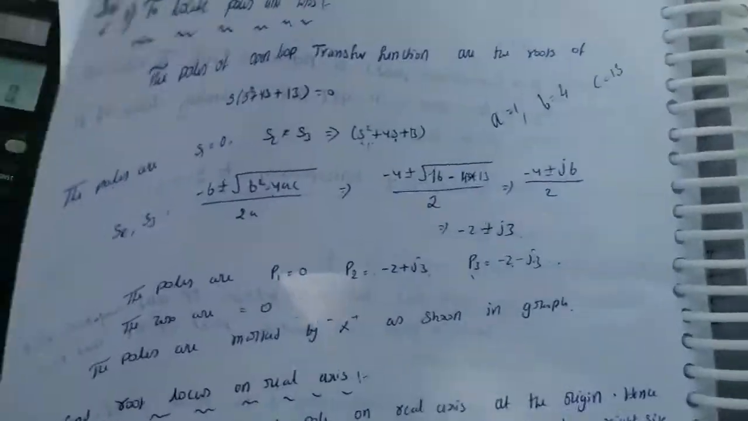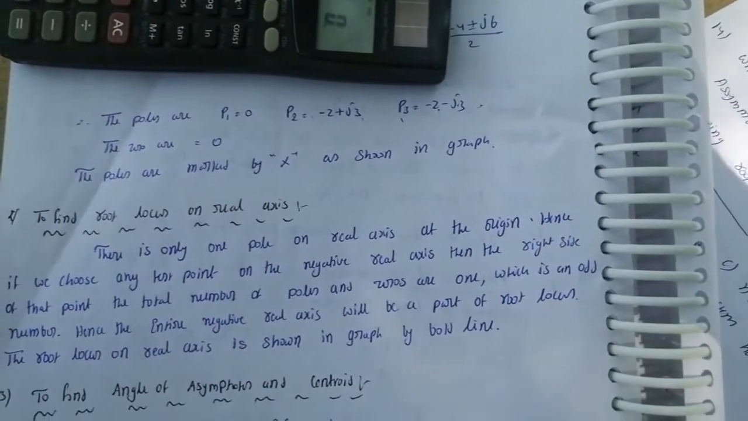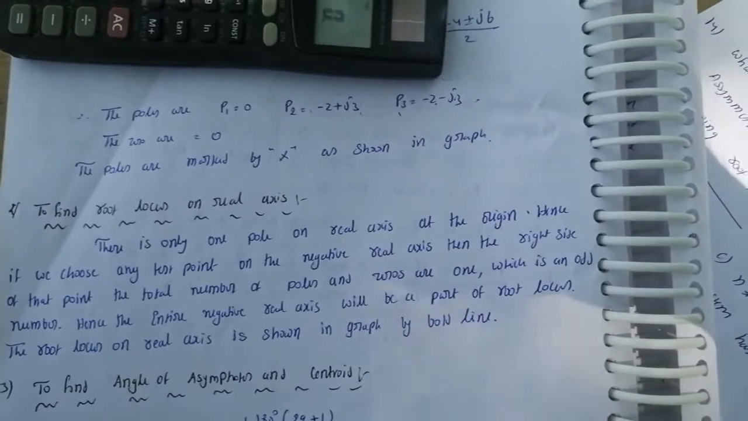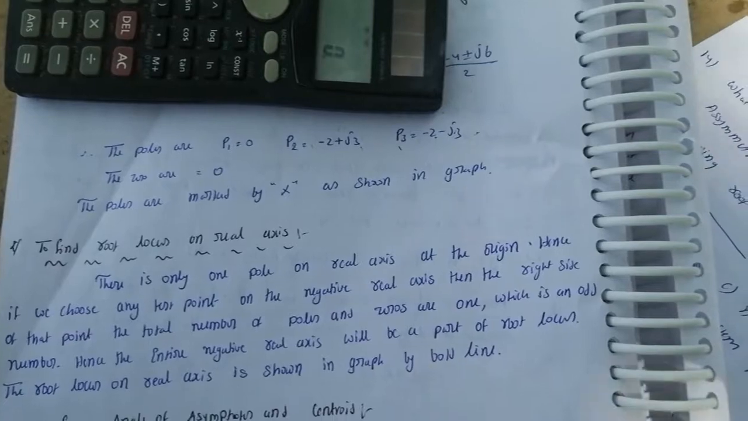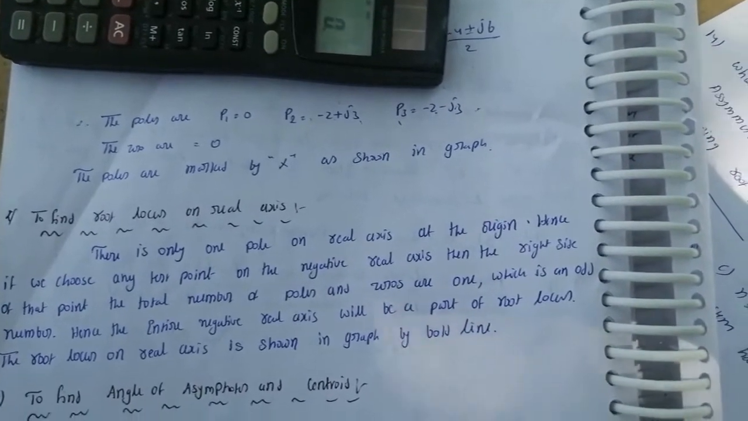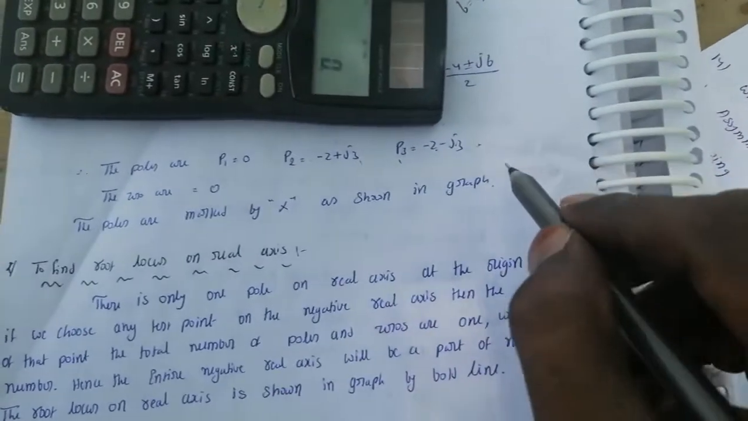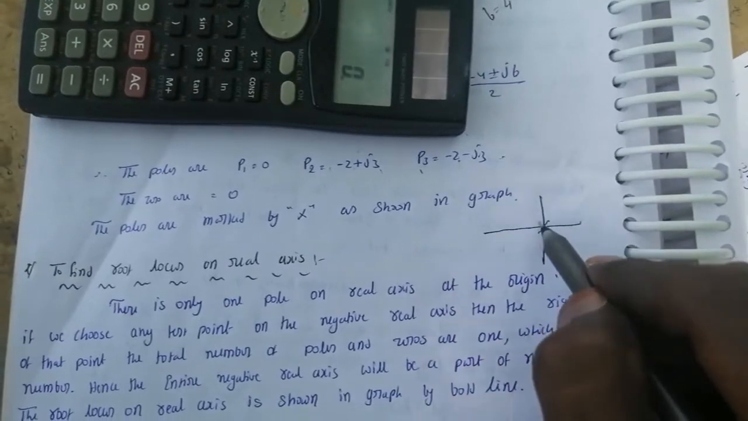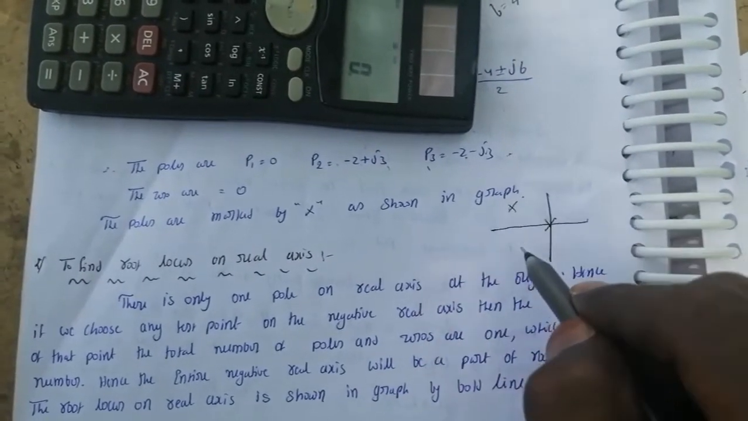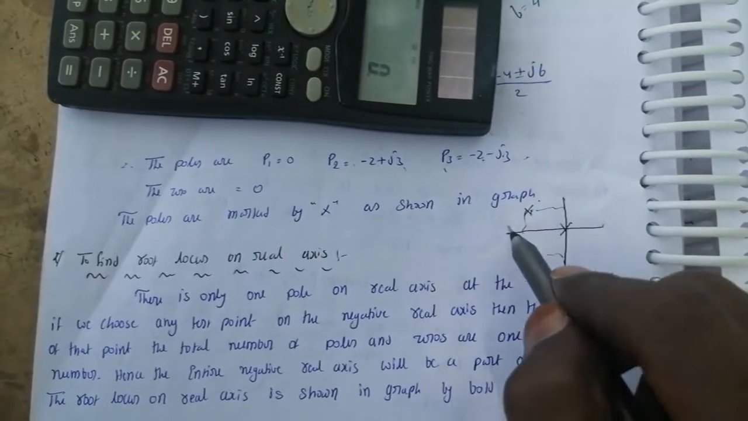Now see that this point to find the root locus on the real axis. There is only one pole on the real axis, at the origin. Hence if we choose any test point on the negative real axis, so generally we have the graph like this. One pole is located here, another pole is located here, so three poles are located here. So you will get a graph like this.